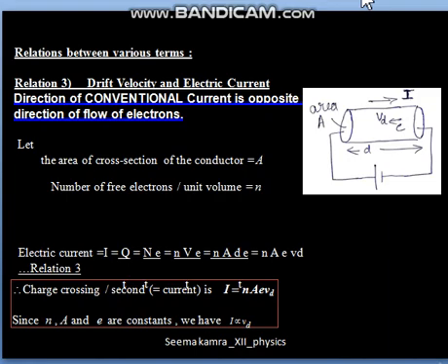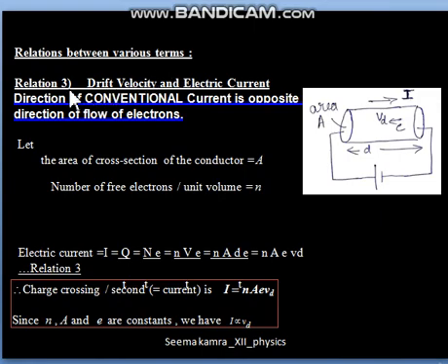Hello students, we have started our unit number 2, current electricity, and we have completed our drift velocity term and mobility term in our previous lesson. Now today we will continue with the next topic. In our unit number 2 we have to derive some relations because various terms will be appearing, so we have to interconnect them. Some terms like current density, resistivity, conductivity will appear.